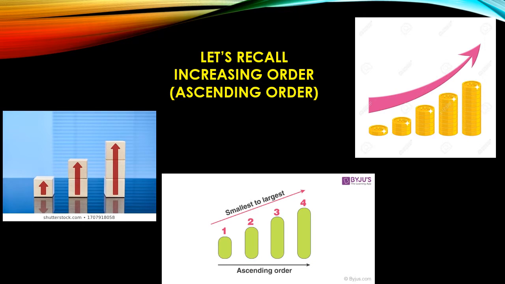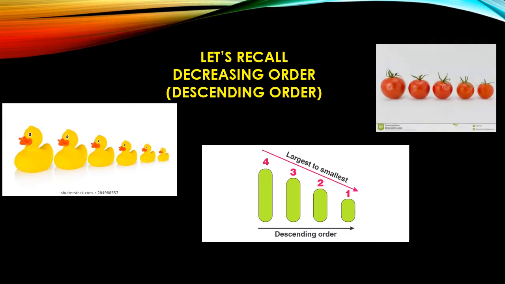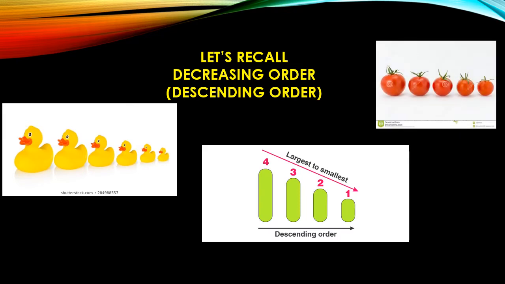We arrange objects or numbers from smallest to the greatest. Then it is called increasing or ascending order. Observe these pictures carefully. Also, when we arrange objects or numbers from greatest to the smallest, then it is called decreasing or descending order. Now, have a look at these pictures too.